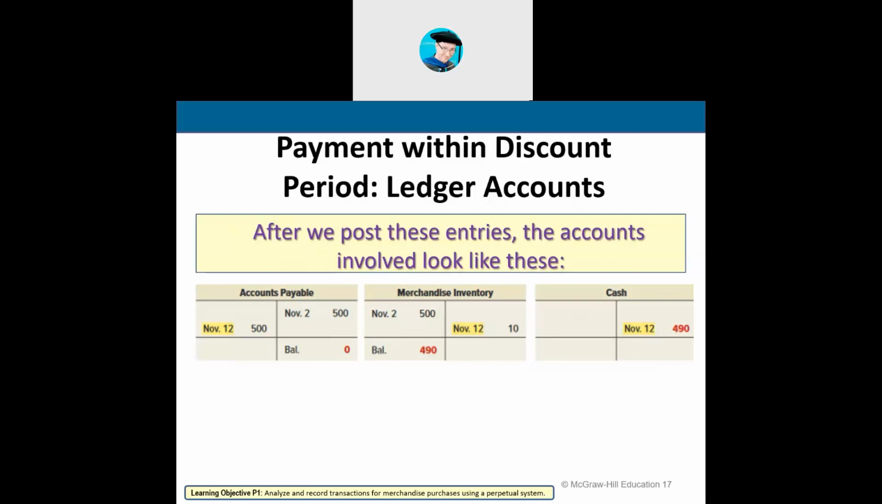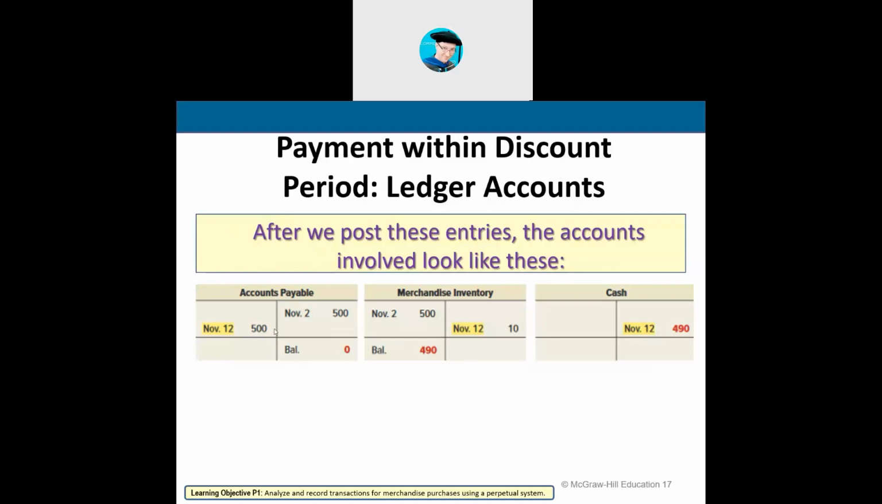Okay, so as you know, the accounting cycle, right? We just did step 2, which is make the journal entries. Now we're posting them to the ledger, to our ledgers. As you recall, a ledger is simply a running total for each account.